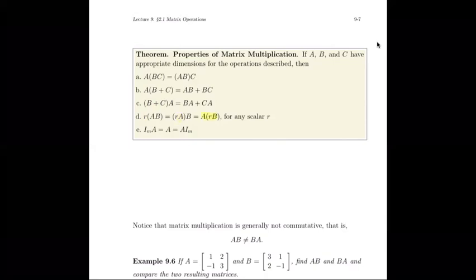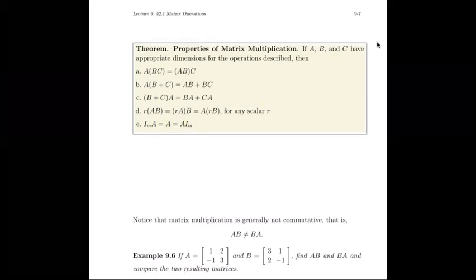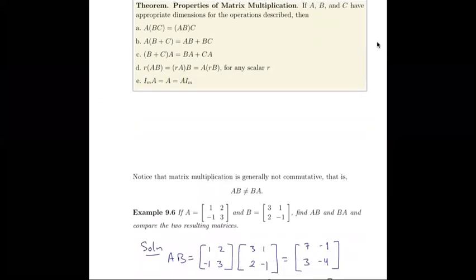R can be times B, and then we carry out A times RB. The identity matrix IM times A is equal to A, as we would expect, and A times IM is also A. So the identity matrix conserves the matrix it's multiplied by, just like 1 times any real number leaves you with that real number.